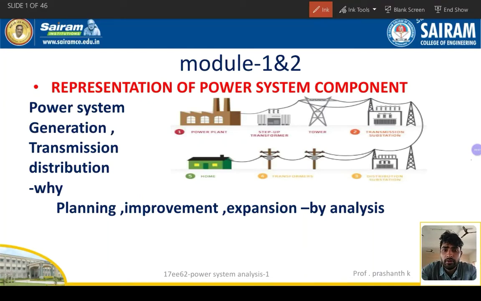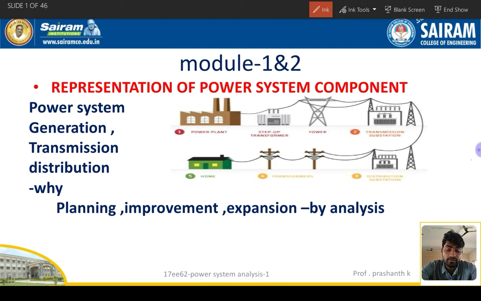Let us discuss module 1 and 2 of your Power System Analysis 1 subject. The first module is representation of power system components. Continuation of this module is module 2, symmetrical fault analysis. Before getting into the subject, we'll see the background of this subject.